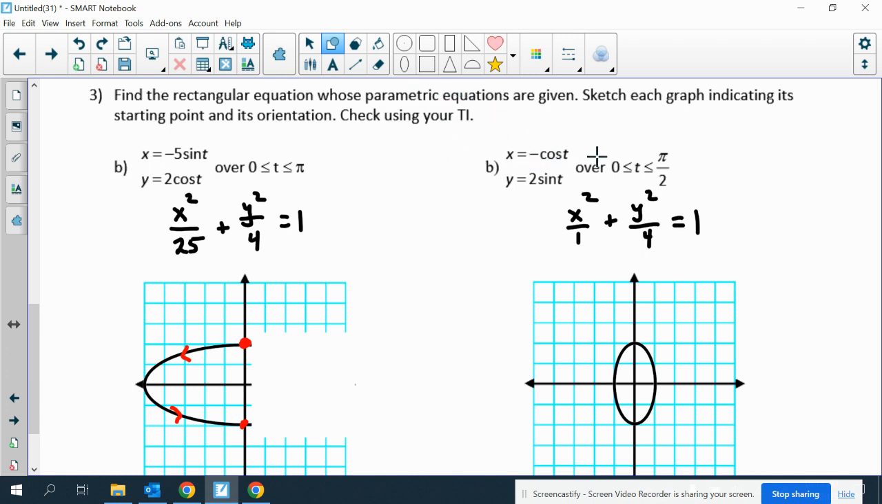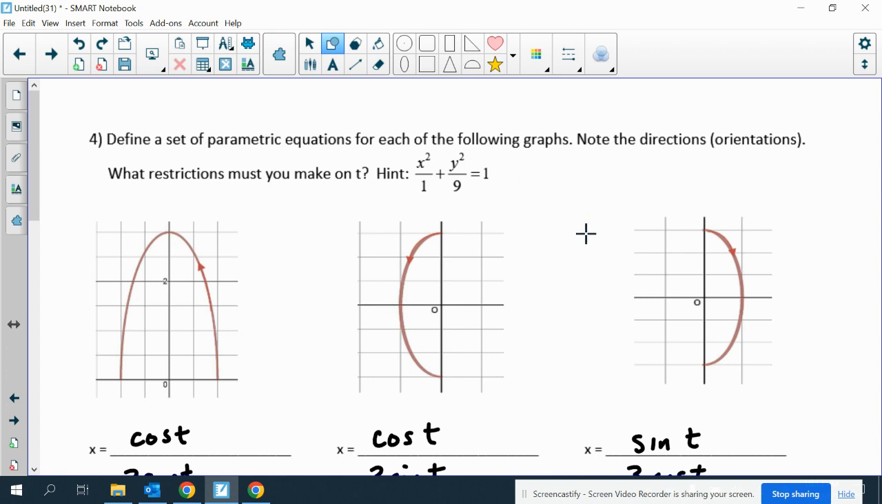Likewise for letter B, if I substitute in 0, I end up getting negative 1, 0 as my initial point. And so my starting point is here. And then when I substitute in pi halves, I get 0, 2. So this has a clockwise orientation rather than a counterclockwise orientation. And it's usually pretty easy to tell what kind of orientation you have if you just do a little bit of work with it. So we're only getting 1/4 of that ellipse.